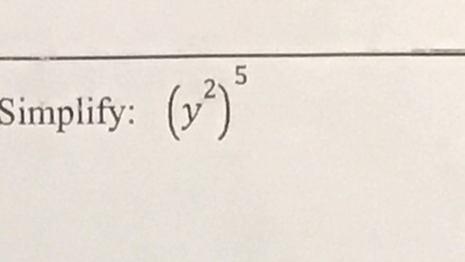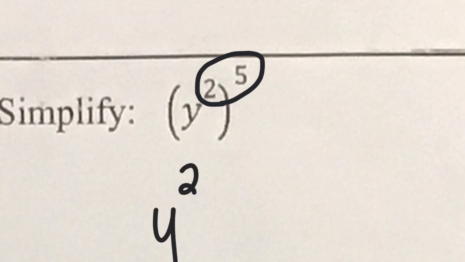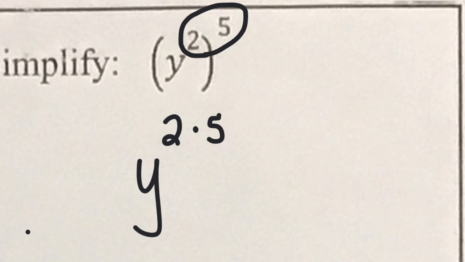Okay, here we have a power raised to a power. So what is our operation that we're going to do with the 2 and the 5? We're going to multiply them together. A power raised to a power means we are multiplying the powers together. So this is y to the 10th.